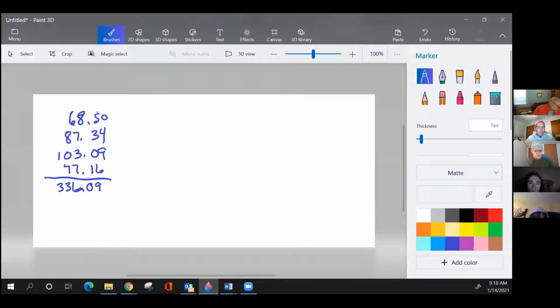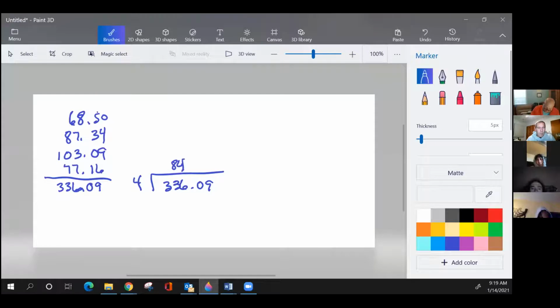Because we're looking at a month, they want the average cost per week. A month has 4 weeks: 1, 2, 3, 4. So we're going to divide 336.09 by 4. What's the answer, guys? Somebody hit it with the calculator real quick. 84.02. That's the average per week they're looking for.